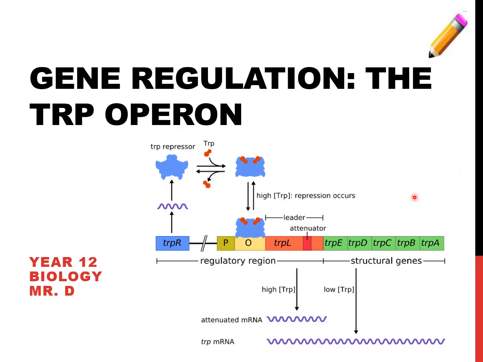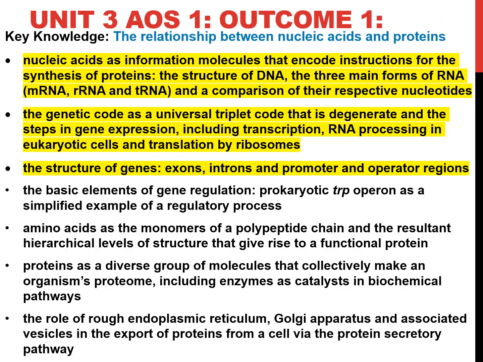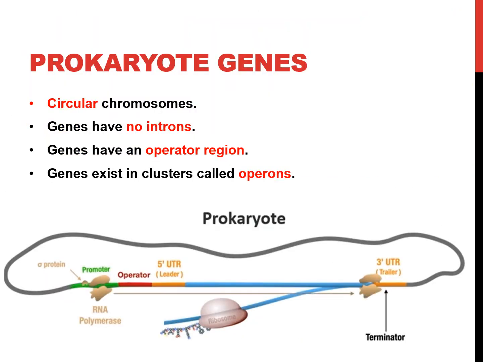Alrighty, so gene regulation. So we're looking at the TRP Operon. And obviously TRP, or tryptophan, is one of the amino acids, okay? And that's where the regulation comes from. It needs to be regulated, all right? In particular, organisms, and in the case of what we're looking at, prokaryotic organisms. Cool, so that's your dot points.